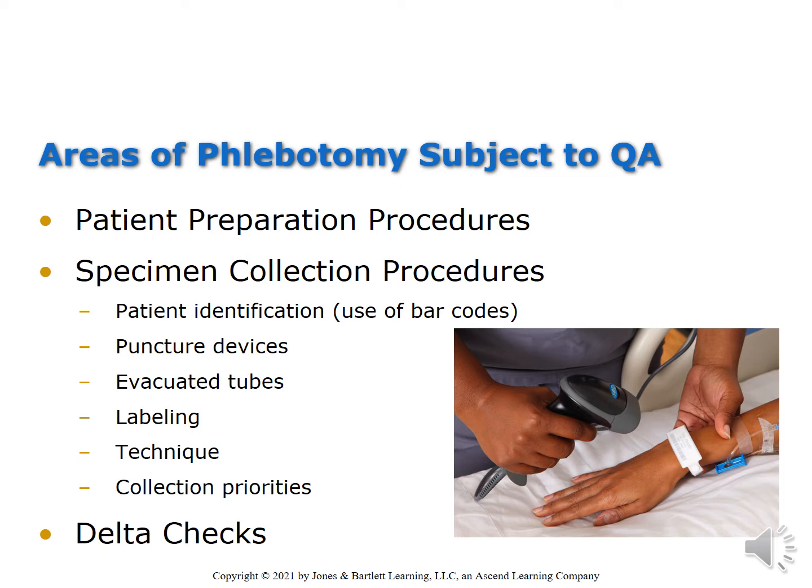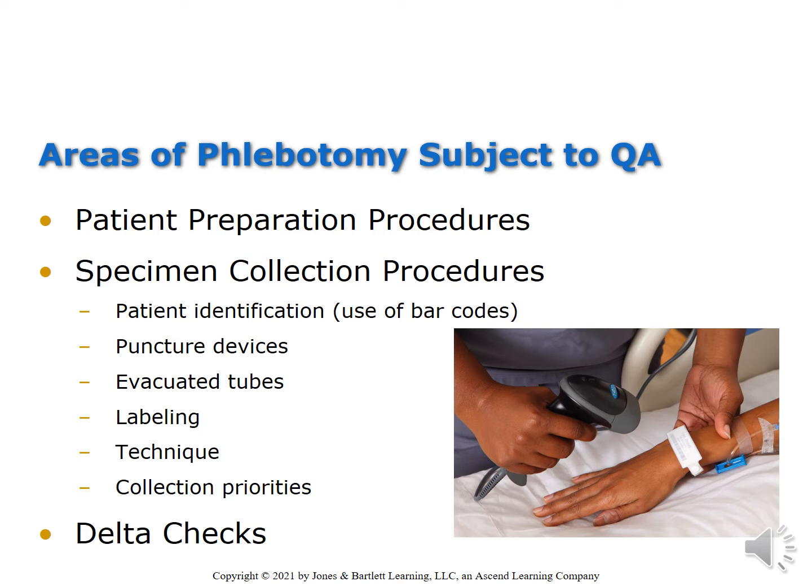So areas of phlebotomy subject to quality assurance include patient preparation, specimen collection, and delta checks. Quality assurance in laboratory testing starts before the specimen is collected. To obtain a quality specimen, the patient must be prepared properly. Instructions on how to prepare a patient for testing can be found by checking the laboratory's test menu or catalog, which is usually electronically available on the web in most cases.